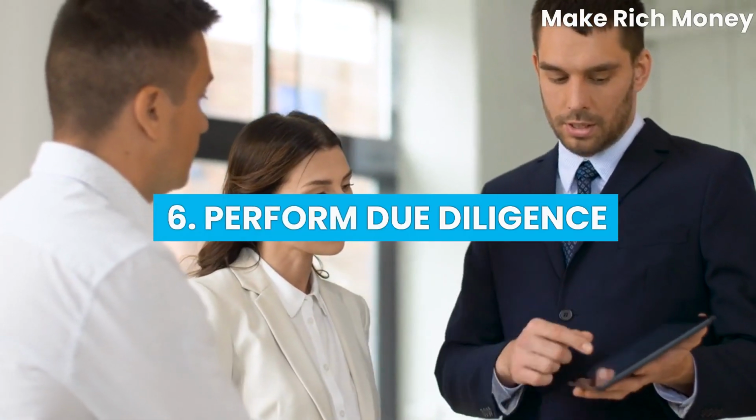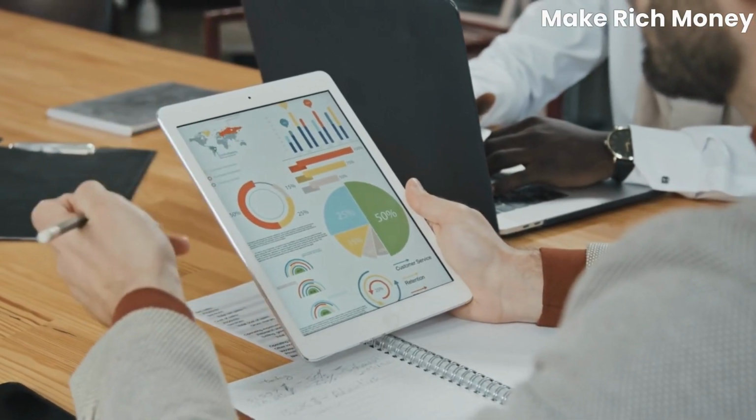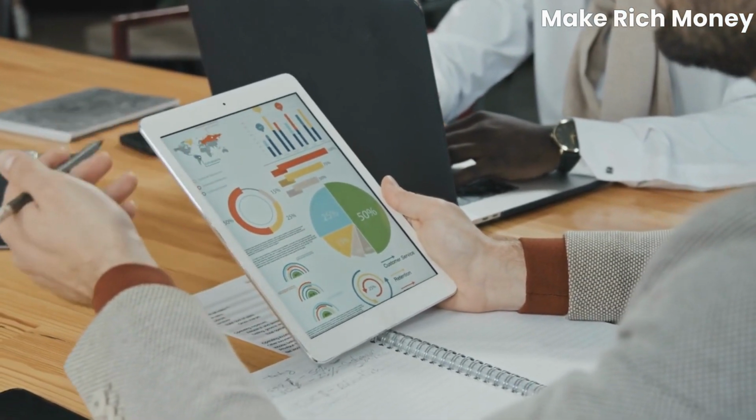Number 6. Perform due diligence. Performing due diligence is a critical step in the real estate analysis process. It involves conducting a thorough investigation of the property to uncover any potential issues or risks.